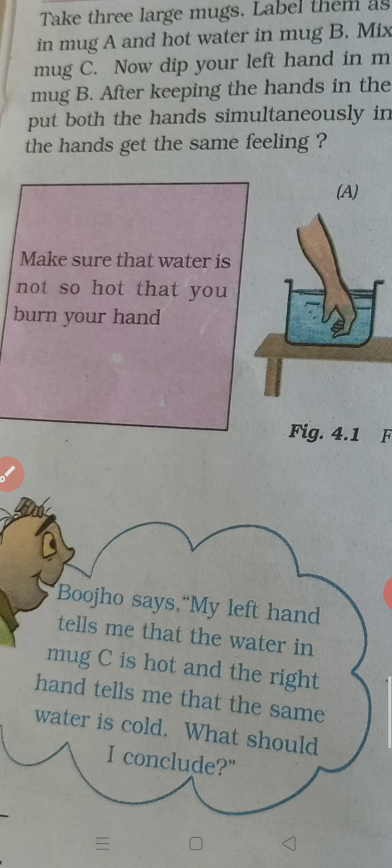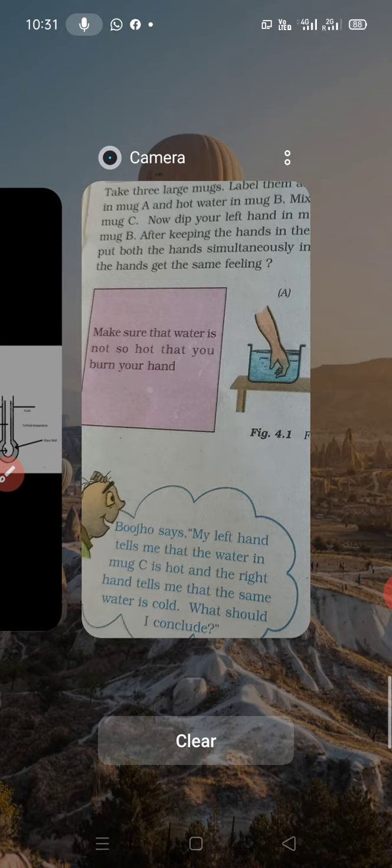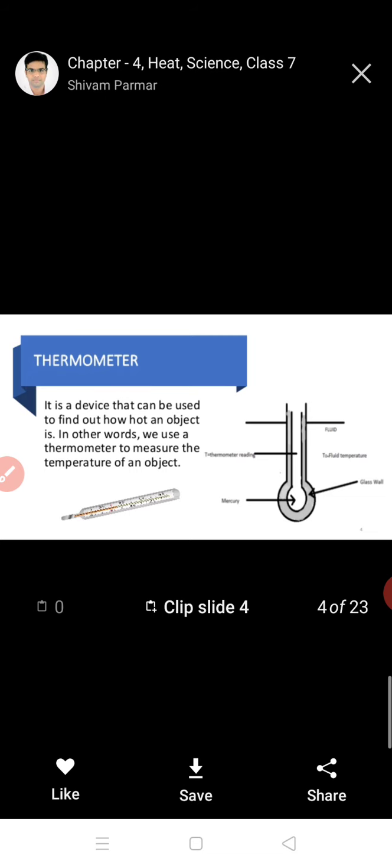So temperature is measured by a device called thermometer. This is thermometer. It is a device that can be used to find out how hot an object is. In other words, we use a thermometer to measure the temperature of an object. So now we will learn how to measure temperature with the help of a thermometer. See students, this is a clinical thermometer. You can also see the picture of clinical thermometer in your book under heading measuring temperature.